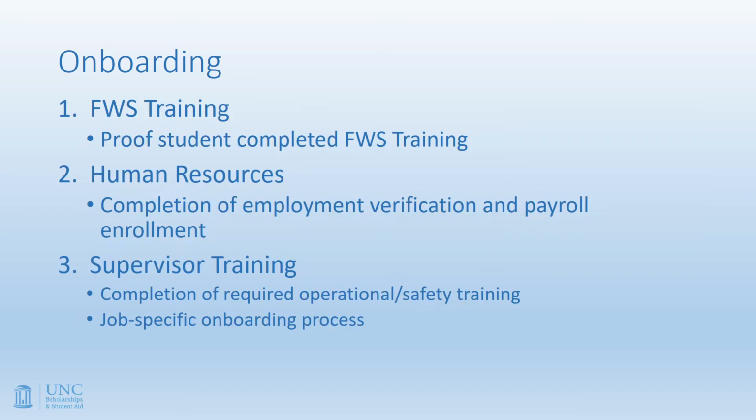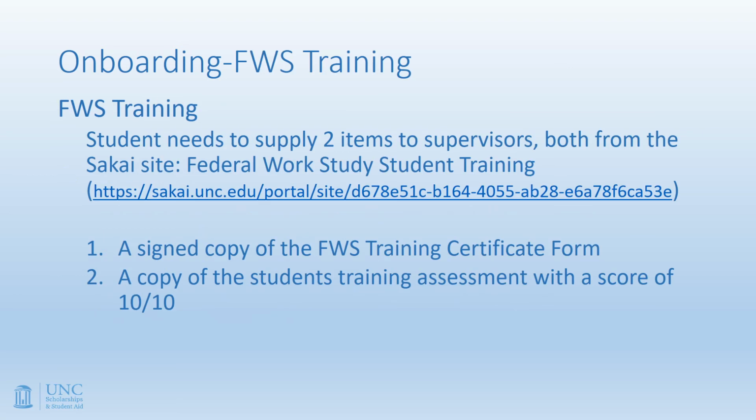It's 3 steps here at UNC. There's a work study training component, a meeting with human resources, and a meeting with yourself, the supervisor, to go through some basic training. Work study training is 2 components, all of which is out there on our Sakai site. You can see the direct address there, or you can log into Sakai and search for Federal Work Study Student Training. We do ask that you make sure that students hand you the 2 items below, which is a training certificate form agreeing to the rules and regulations of the program and stipulating that the student will follow them, and item 2, a copy of their quiz showing that they did in fact get a 10 out of 10, which is our required score. Again, everything's out on Sakai.